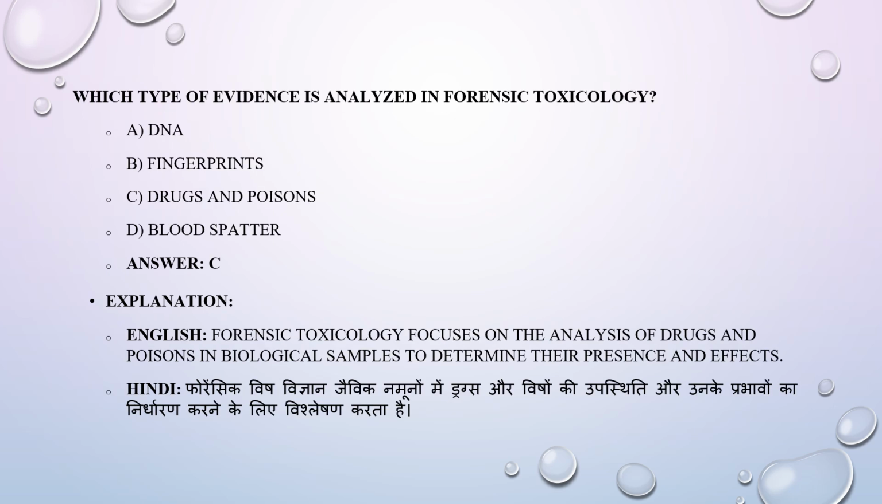The question is, what types of evidence are analyzed in forensic toxicology? The correct answer is C, drugs and poison. Forensic toxicology focuses on the analysis of drugs and poison in biological samples to determine their presence and their effects.